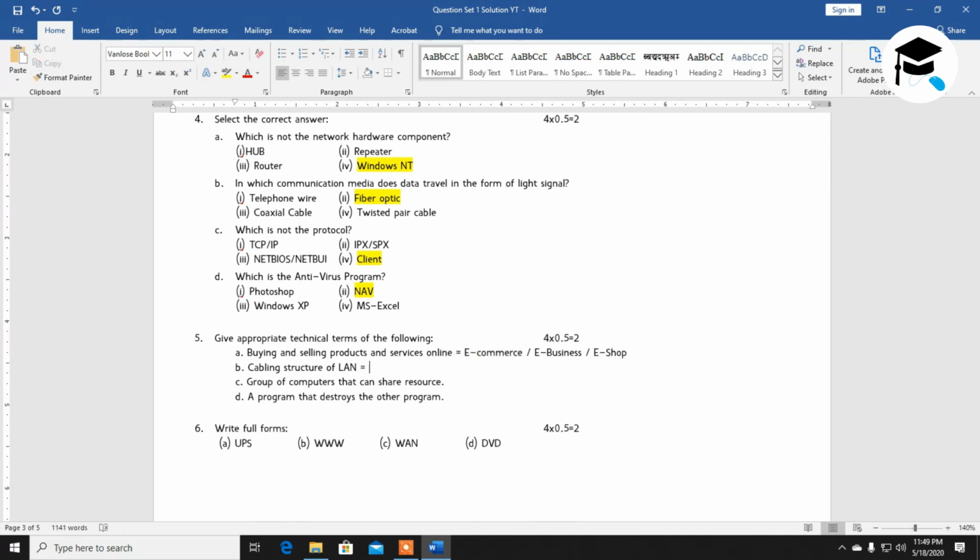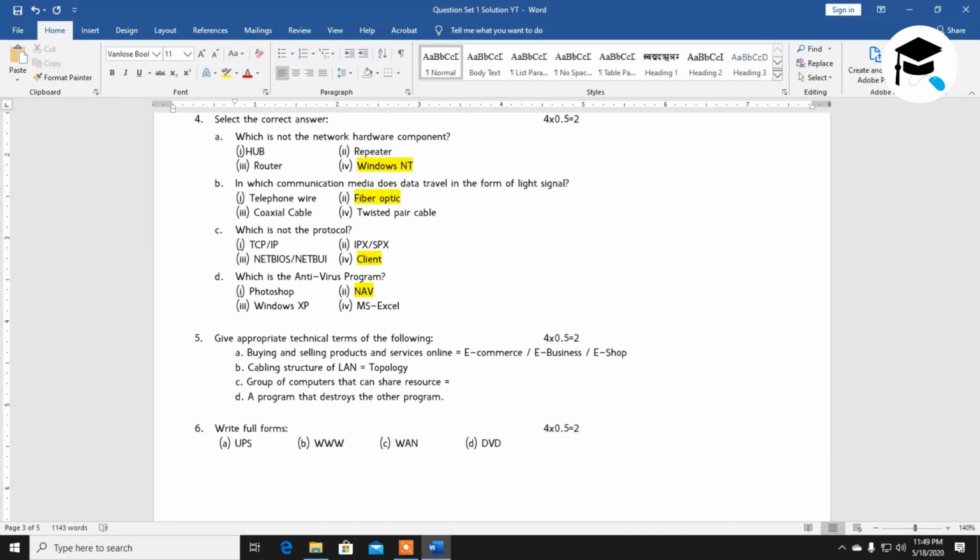Cabling structure of LAN. Cabling structure means you are using computers, switches, routers, hubs, different types of devices connected within a network. Now, how does that network look? That's the cabling structure, that is topology. Okay.